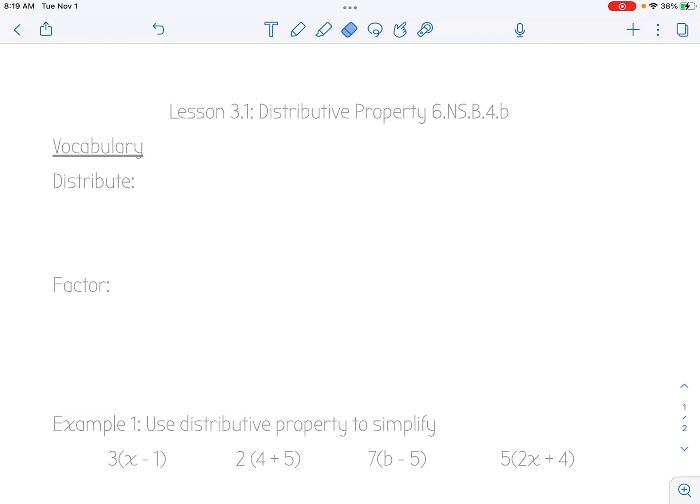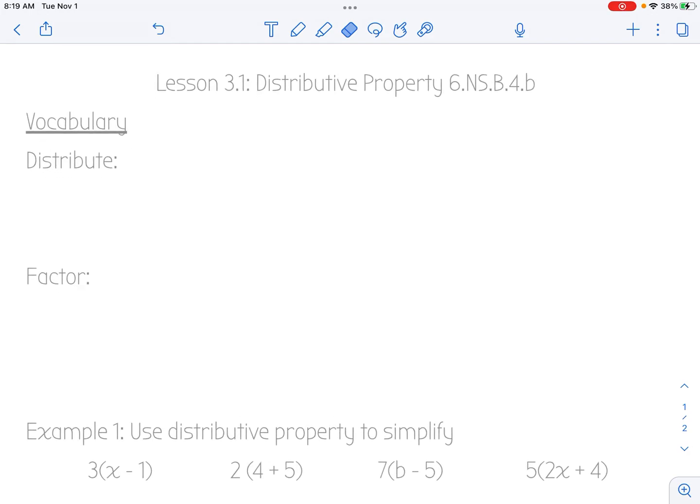In this video, we are going to be talking about the distributive property and how we can use it to simplify expressions. So first, what does distribute mean? Distribute means to give away. I also want you guys to either write down a multiplication term or write out the word multiplication, just so you know that we give away using multiplication.